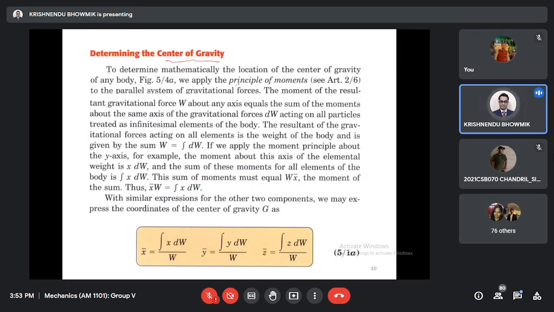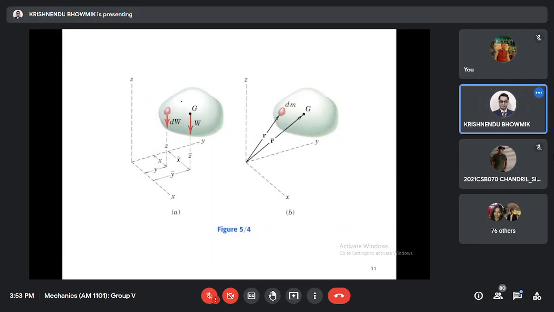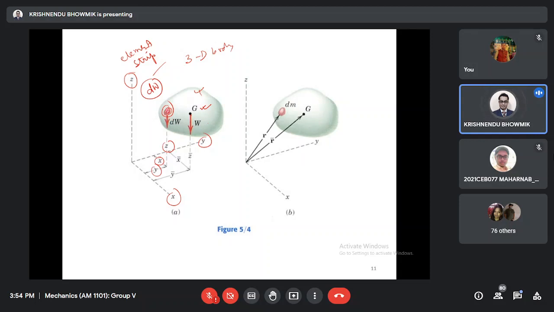We can do this using the principle of moments. For example, this is a 3D body, a three-dimensional body, and I am considering one small element, or strip. For this small strip, its weight is dW, and this is the CG, the location of the center of gravity through which the W is supposed to act. Its distances from the x-axis, y-axis, z-axis are x, y and z. From the small strip, if we do the integrations, finally we can get the location of the centroid using first principles.